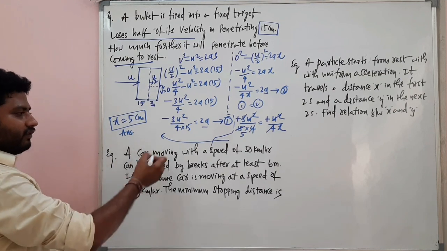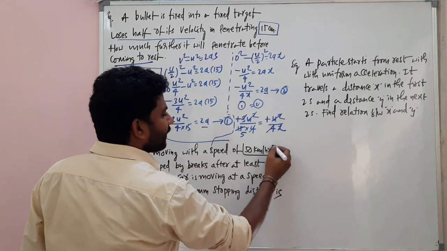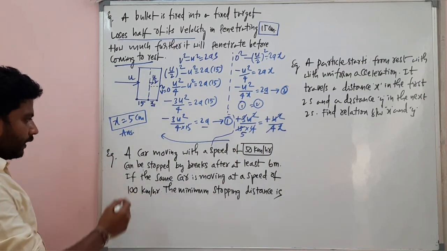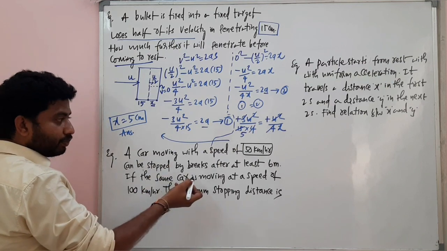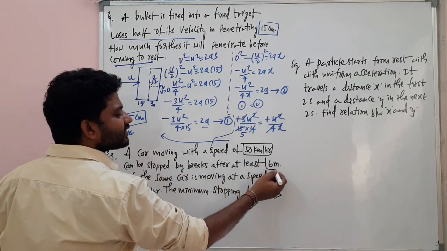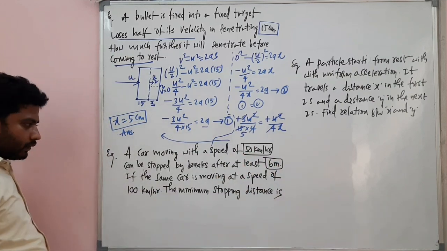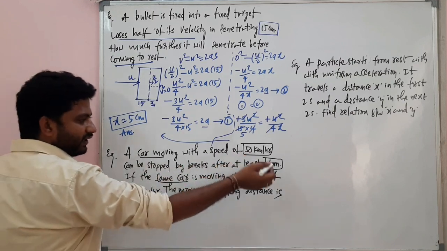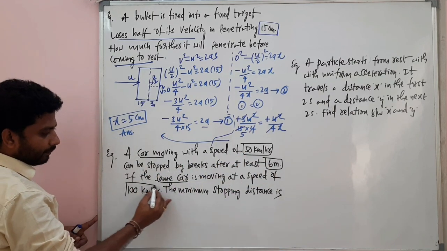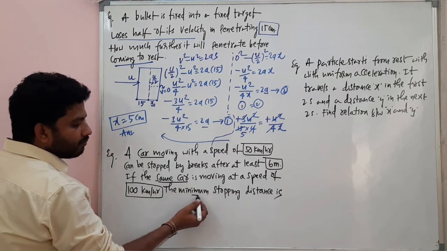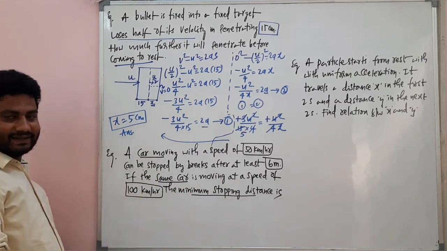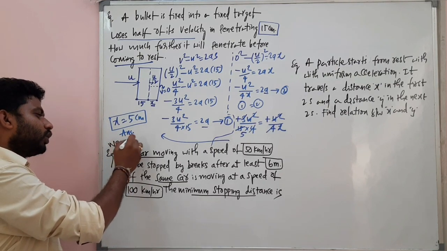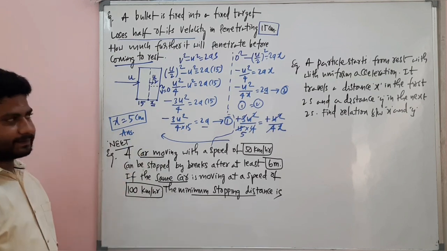A car is moving with a speed of 50 kilometers per hour. It can be stopped by applying brakes after at least 6 meters. If the same car, see, car is same, is moving at a speed of 100 km per hour, what will be the minimum stopping distance? A commonly asked question in the NEET exam is also based on stopping distance.